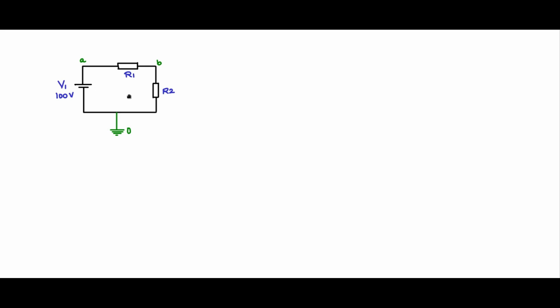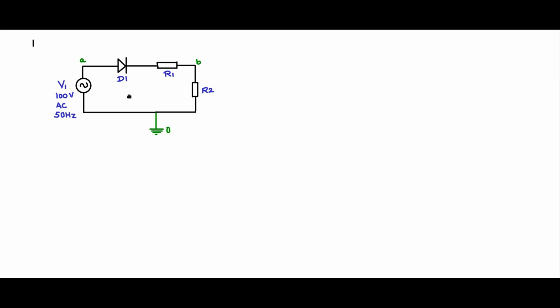We will now modify this circuit slightly in this fashion. I will now introduce a diode in series, and this will become a half-wave rectifier circuit. I will replace the DC source with an AC source, let's say an AC source of 50 Hz, and we will call this diode D1. So this is a half-wave rectifier circuit, and let us see how we go about simulating this circuit.